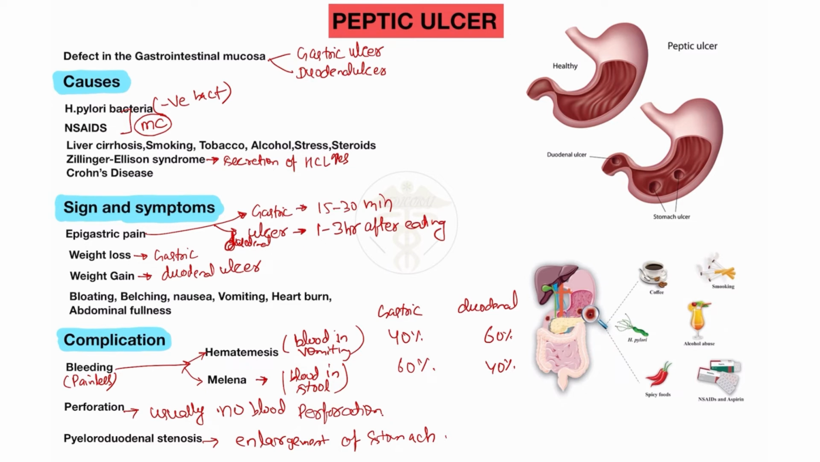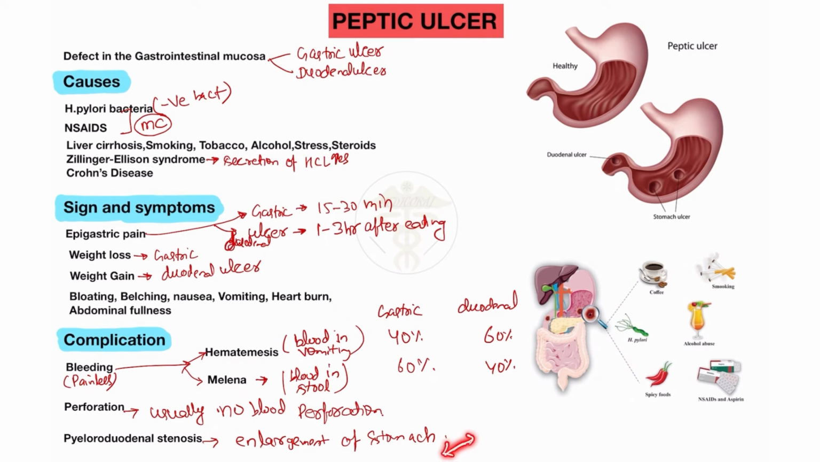Many syndromes you will also see, like Valentino's syndrome, with pain in the right iliac fossa. When perforation occurs, you will also see Valentino syndrome. It's not very important, but you should also learn it. And in pyloric stenosis, you will see enlargement of the stomach. So this is about the complications of peptic ulcer.